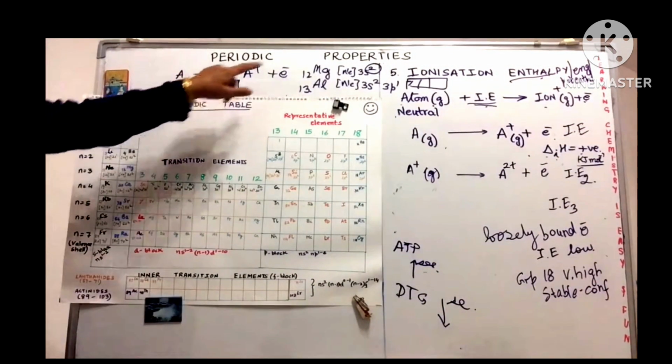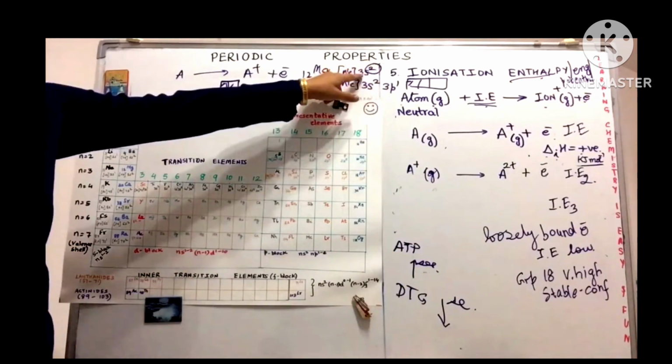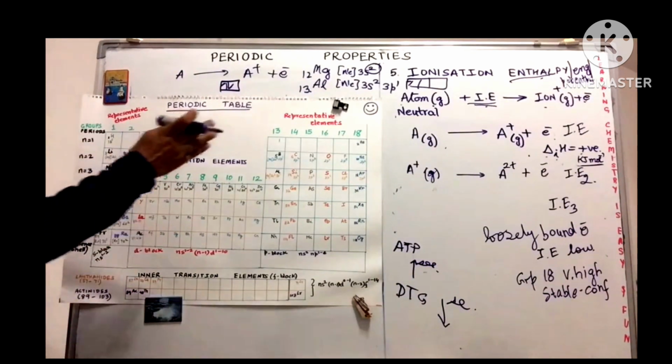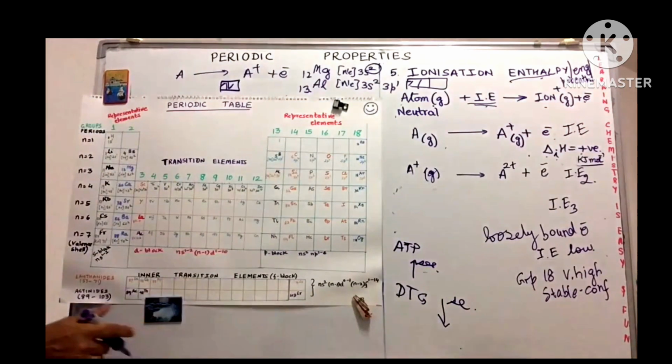So here, what we have is electrons being removed from the p orbital as well as the fully filled s orbital. Let's talk about the case of nitrogen and oxygen.